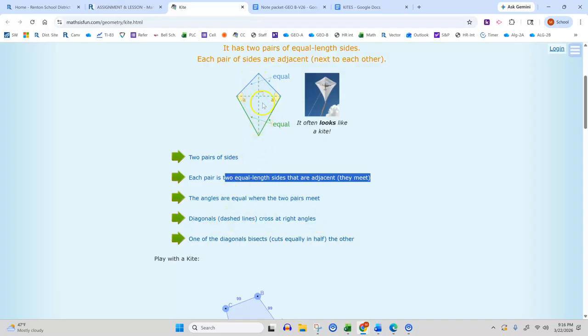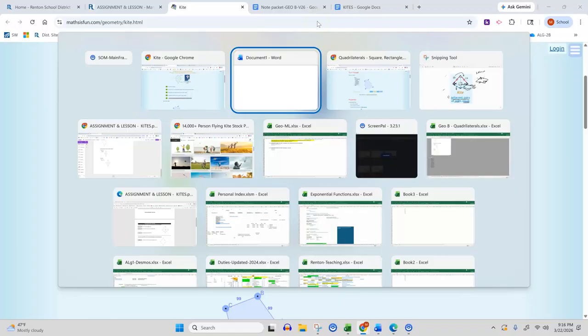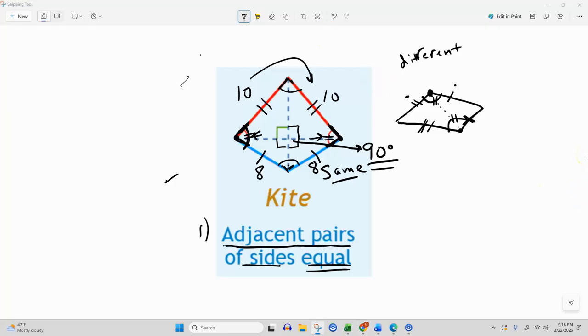Diagonals cross at right angles. That's these right here. And one of the diagonals bisects, cuts the other in half. So that cuts this one right here in half. I didn't mention that, but this diagonal here, the one that goes to the same angle, I should write it like this. So this diagonal here, if we cut that, then this one right here is the same as this one right here. Okay, this side right here. Okay, that's what they're saying.